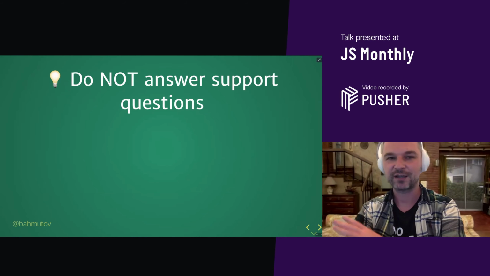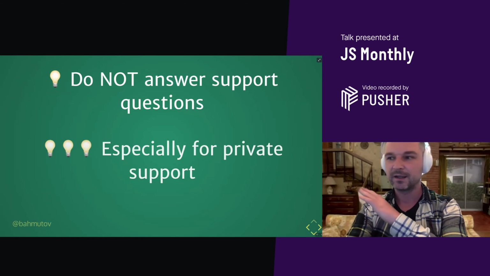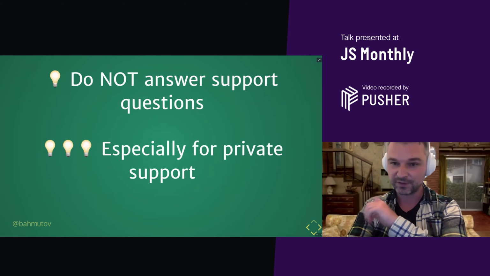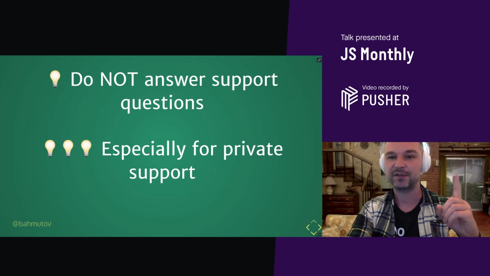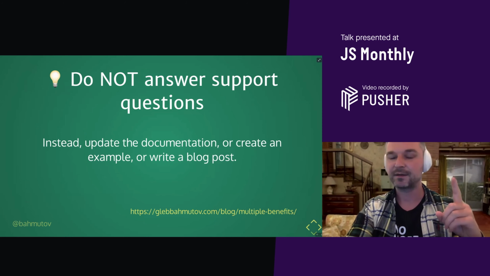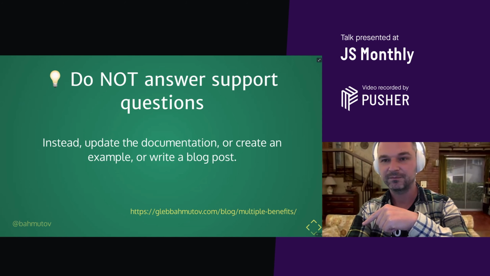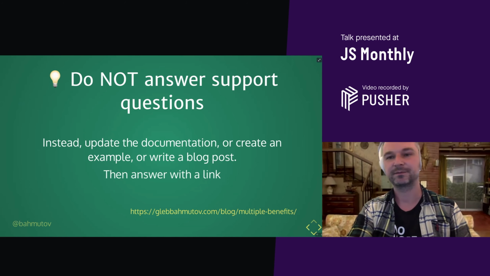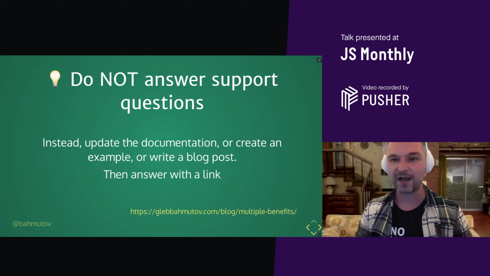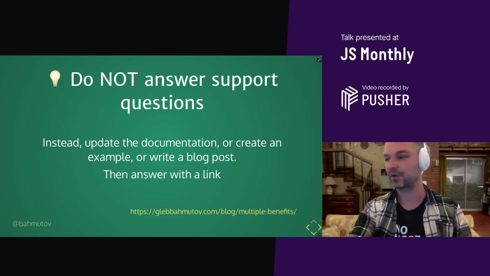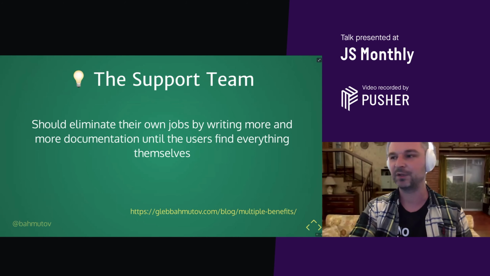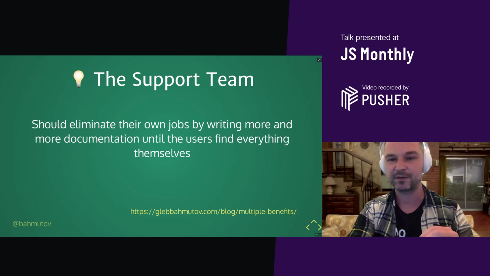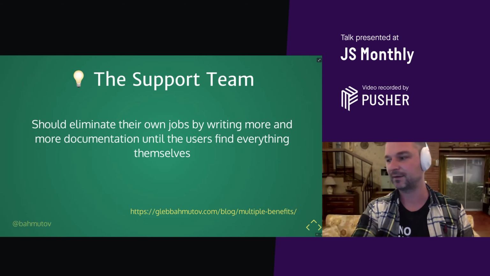Don't go to your support channel and start answering things. Especially for private repos, because that is one single operation. Nobody benefits but one user. Instead, every time you see a question, update your documentation, answer with a link, so that everyone after that user benefits from your work. So that's just my thing. That's what your support team should be doing. They should be automating themselves or writing themselves out of existence.